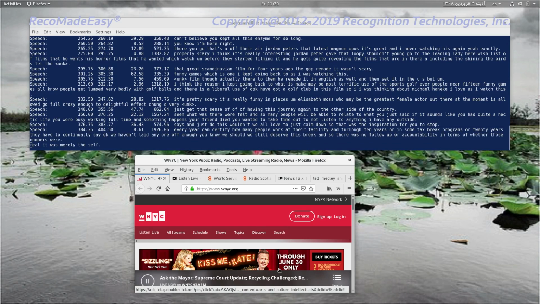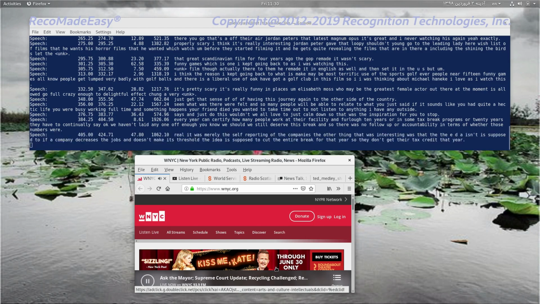The other thing that was interesting was that the EDA is supposed to, if a company decreases the jobs and doesn't make its threshold, cut the entire break for that year, so they don't get their tax credit that year. It turns out that what they've been doing is reducing the tax credit by a percentage. So those were probably the two most interesting things.